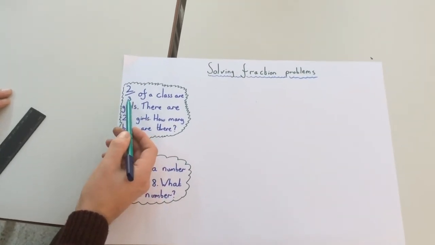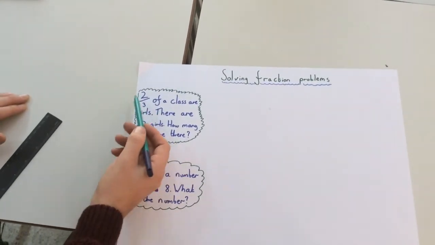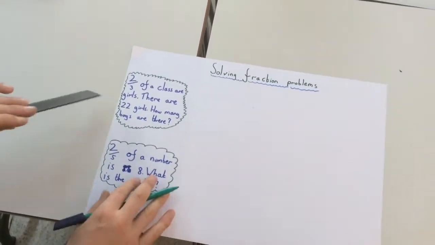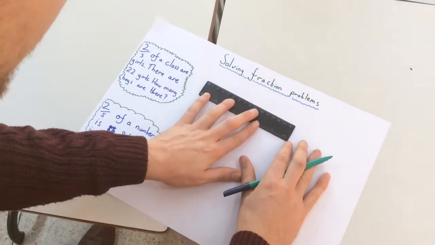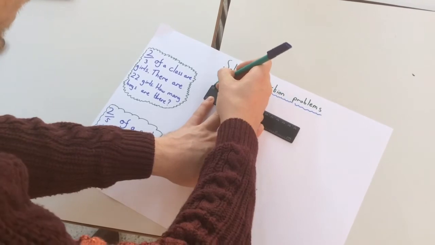Well, straight away I'm thinking, if 2/3 of a class are girls, the other part, 1/3, must be boys. Because you're either a boy or a girl, there's nothing else you can be. Let's have a look there. What does that look like?